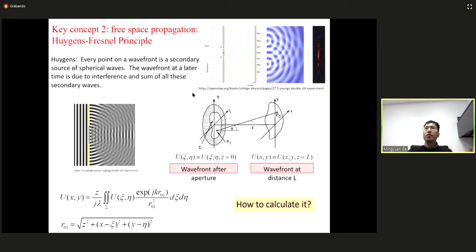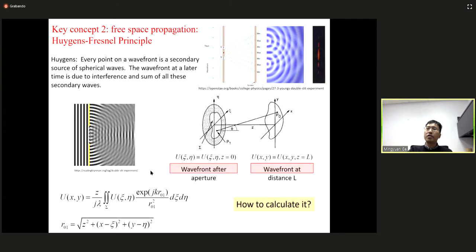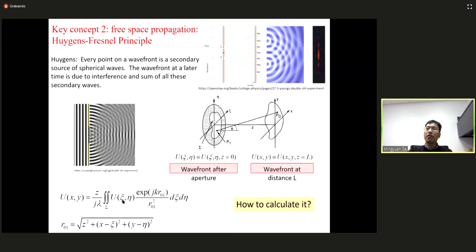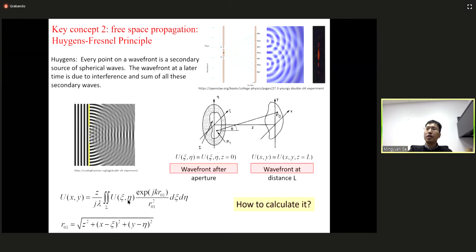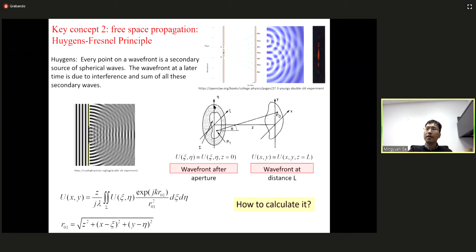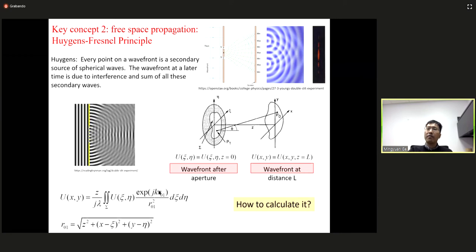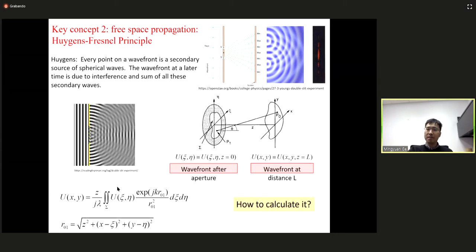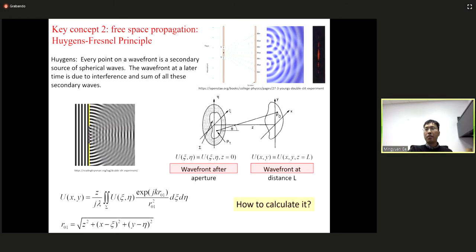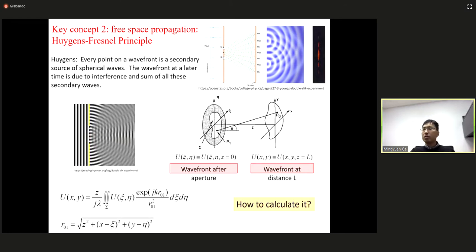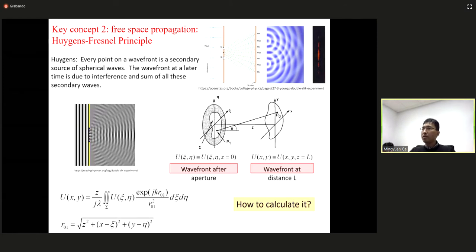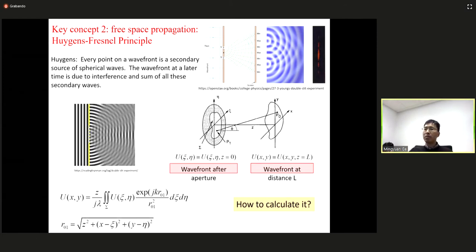According to the Huygens principle, this is just summing up all the individual spherical waves at each point of epsilon and eta, which is located in the object plane. We sum up with some coefficient, which needs more complex mathematical tools like Green's functions. We will not go into the details, but we will make use of this formula to derive a more fundamental understanding of the propagation.